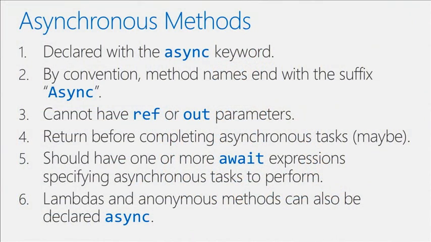Asynchronous methods cannot take ref or out parameters, and they return to the caller before completing their asynchronous operation. And an asynchronous method should have one or more await expressions specifying asynchronous tasks to perform. If you don't, the compiler will warn you. It's not an error, but the compiler will warn you, because if you don't have an await expression, which is where the asynchronous operation gets kicked off, there's really no point in having an asynchronous method. And you can also make lambdas and anonymous methods asynchronous.